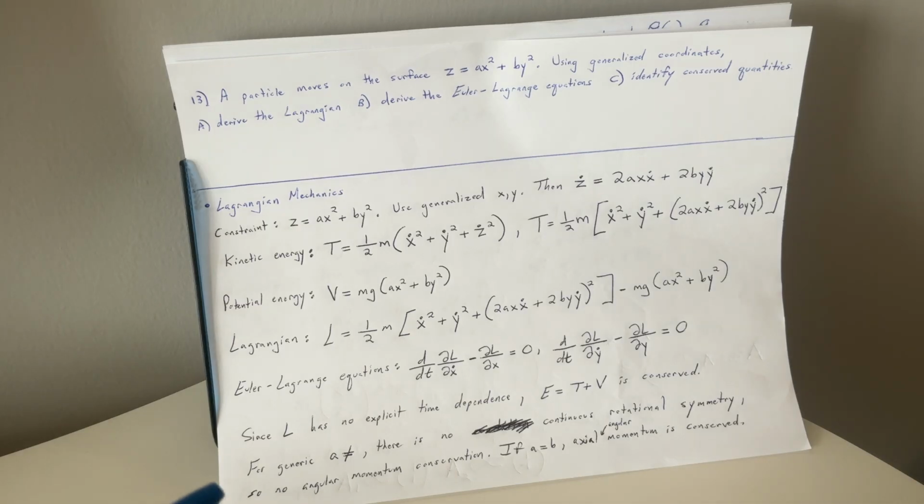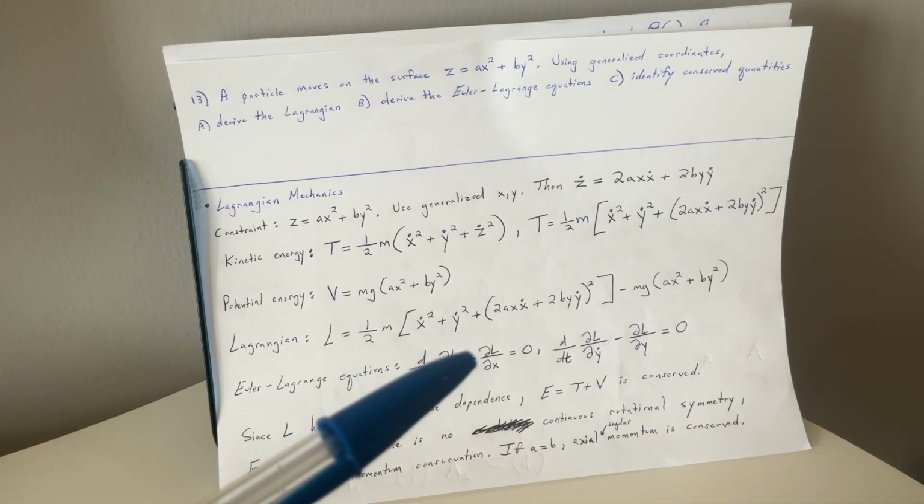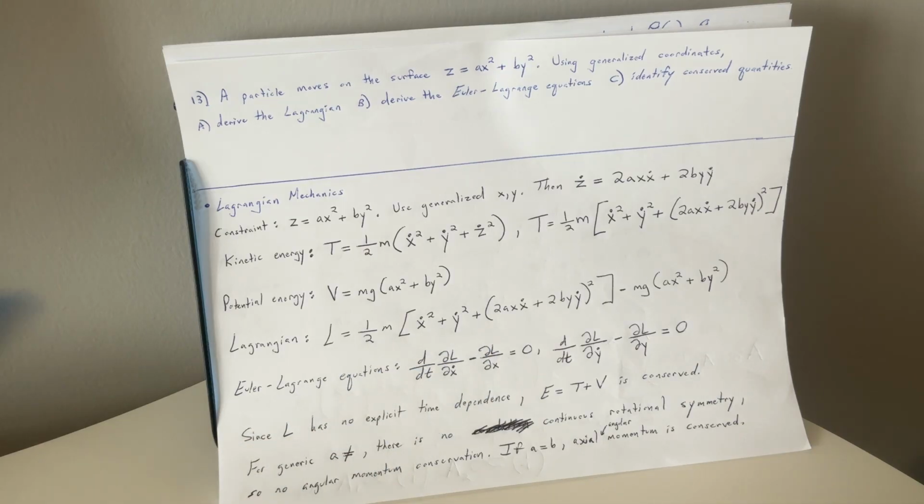Our Euler-Lagrange equations are d/dt of the partial derivative of L with respect to x dot, minus the partial derivative of L with respect to x, equals 0, and d/dt of the partial derivative of L with respect to y dot, minus the partial derivative of L with respect to y, equals 0. Since L has no explicit time dependence, E equals T plus V is conserved. For generic a and b, which are not equal, there's no continuous rotational symmetry, so no angular momentum conservation. And if a equals b, axial angular momentum is conserved.